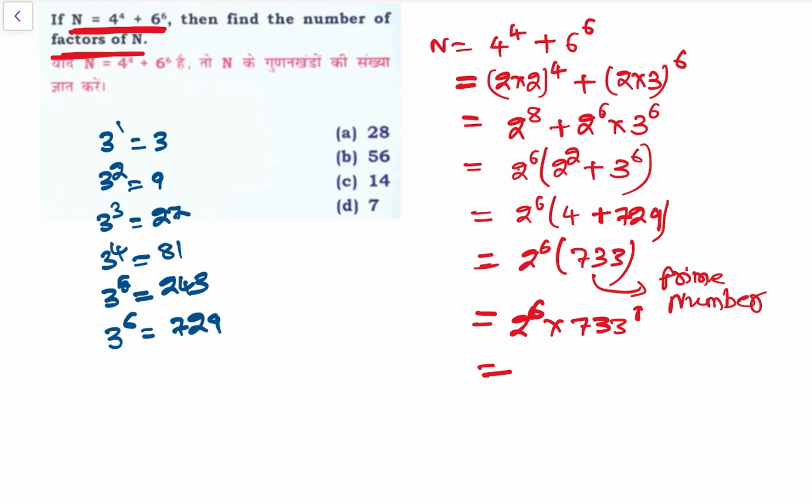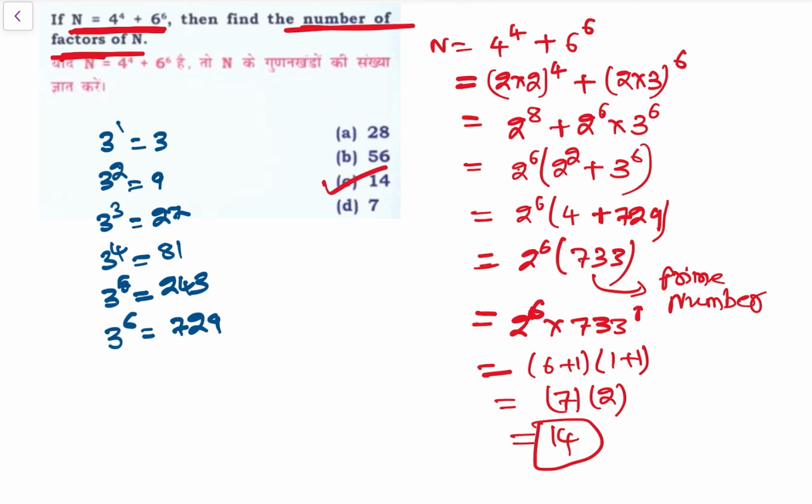So अब टोटल नंबर ऑफ फैक्टर्स करना है. सो दैट इज 6 plus 1 into 1 plus 1. ठीक है, दैट इज 7 into 2. सो दैट इज 14 इज द आंसर. सो 14 इज द आंसर.